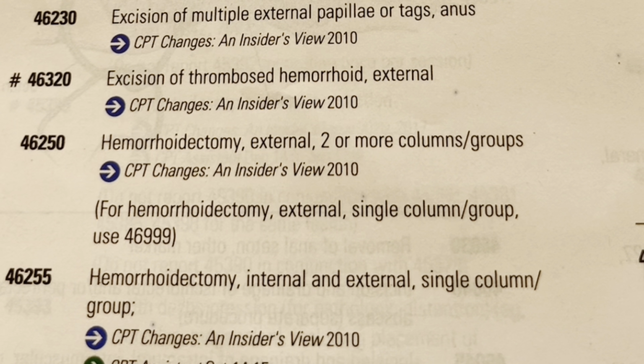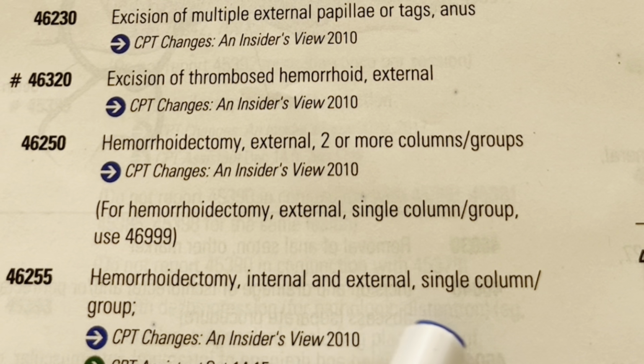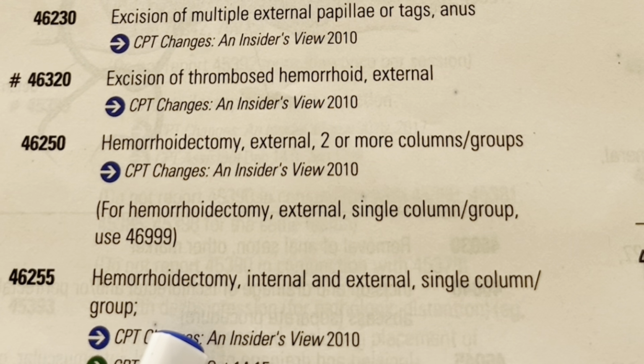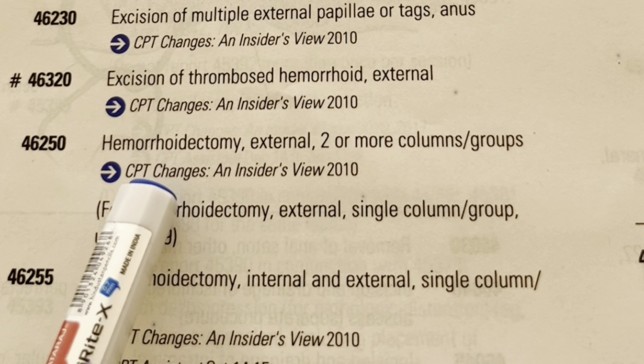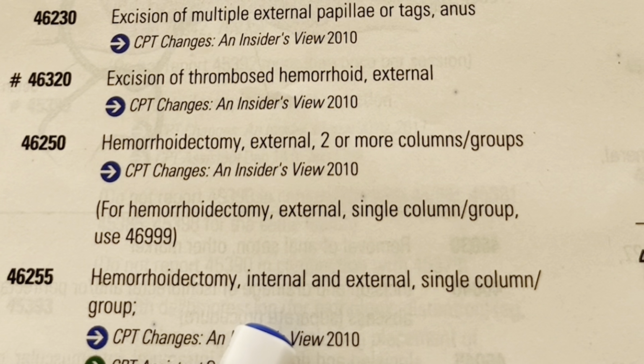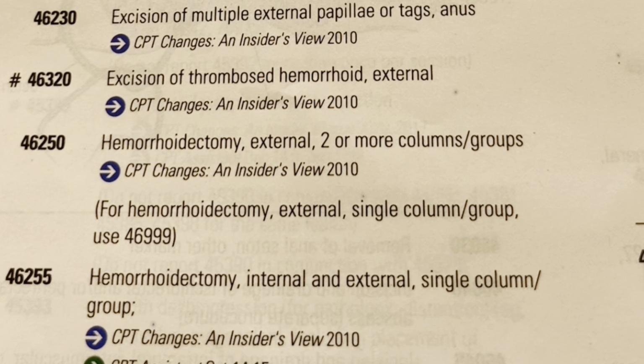46255. Please look into option C. 46255, hemorrhoidectomy internal and external, single column or group. 46250 is external, two or more columns. 46255 is internal and external, single column. Here in the question, there is nothing mentioned about the internal or external column, right? So check for option D.